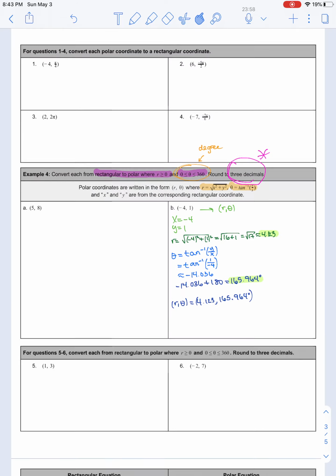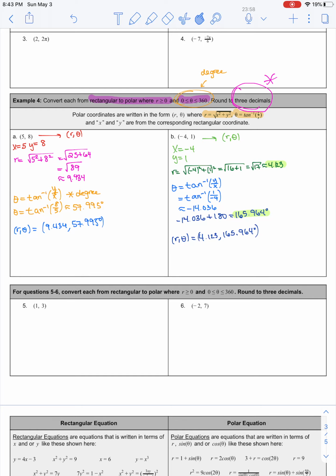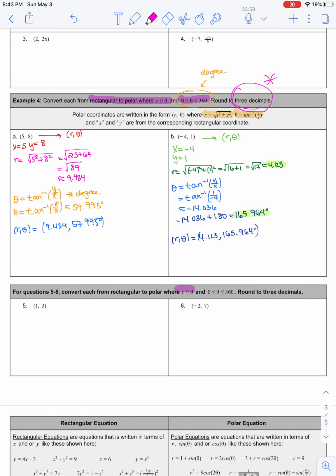Okay, you guys have a couple examples to try on your own. It just looks like 5 and 6. Again, notice that you are to be utilizing r is greater than or equal to 0. So that tells us that when we were taking the square roots, we want it to be positive. And then theta is between 0 and 360 degrees.